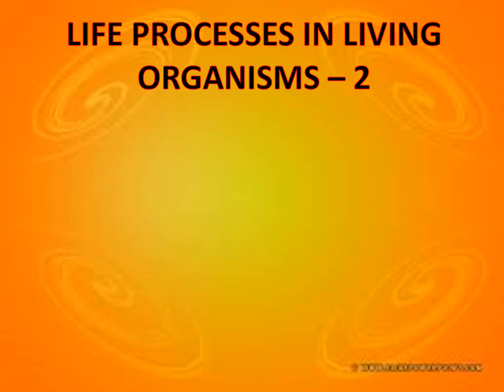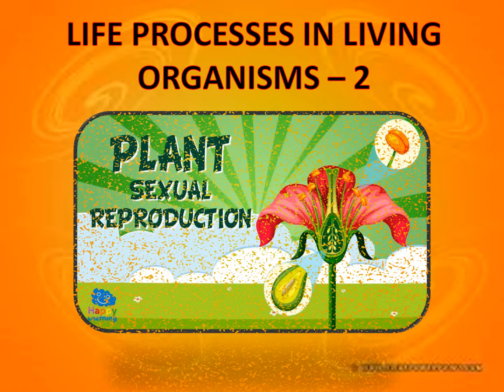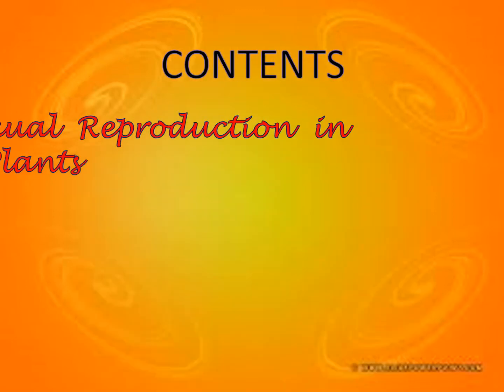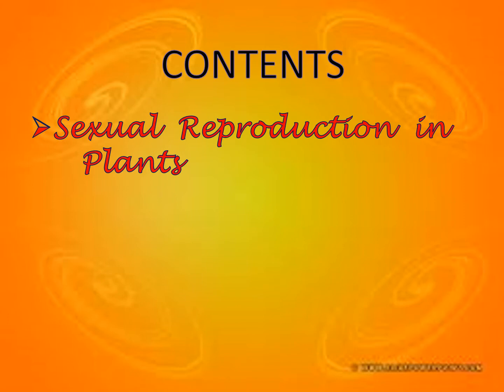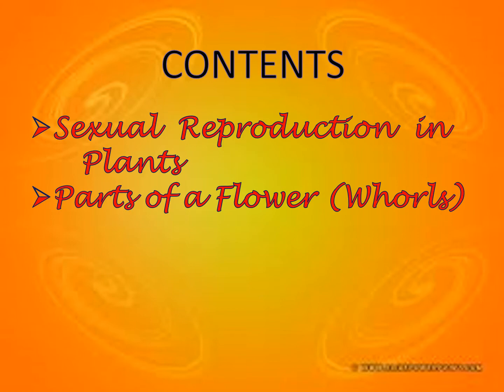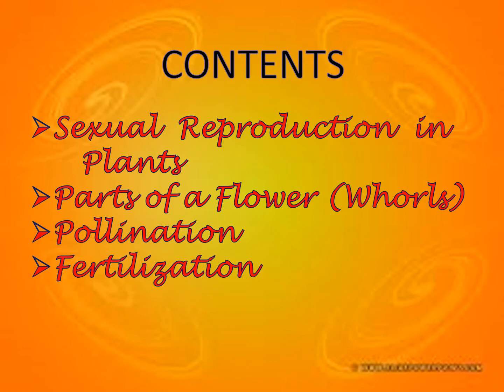Life processes in living organisms 2, Standard 10. This video will explain sexual reproduction in plants. To understand sexual reproduction in plants, we also have to understand the parts of the flower, or they are called whorls, the process of pollination, fertilization, and germination.